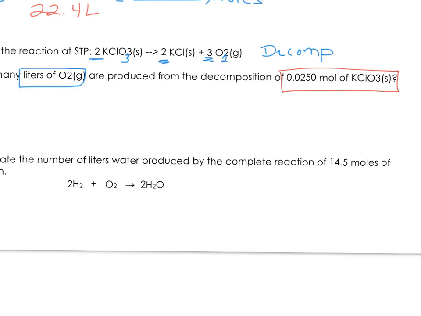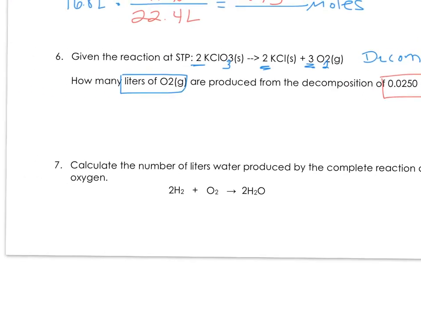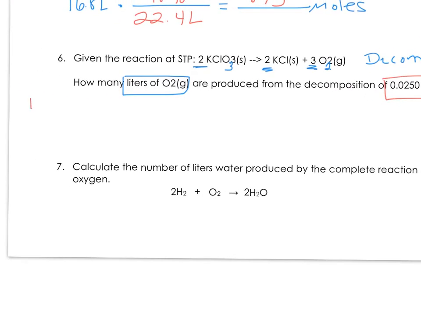So what this ends up being is a two-stepper. This is going to require 2 steps. Step 1 is going to be a mole to mole conversion. You thought you were done with these. And step 2 is then going to be the mole to liter conversion. All right, so let's go through it.